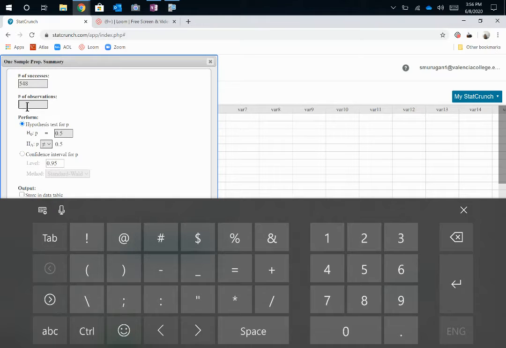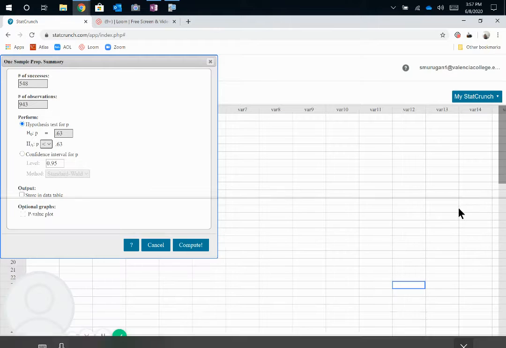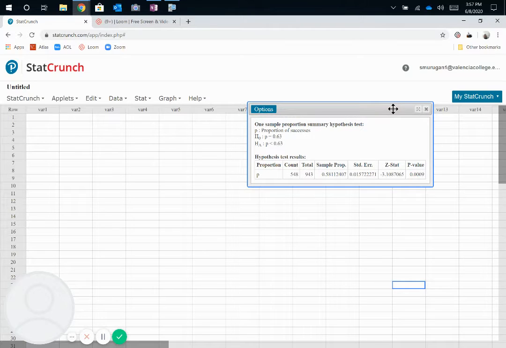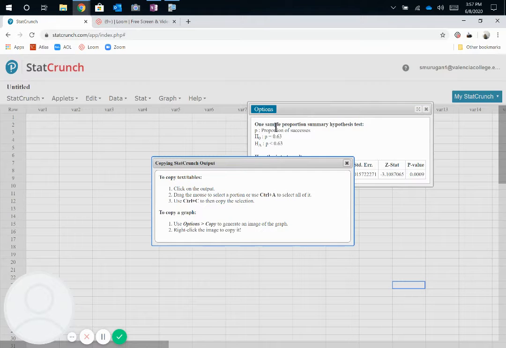In the next box, I'm going to type in 943. Then we know that the null hypothesis is 0.63, 63%, so 0.63. And we said that it's less than because we're looking to see if it declines. Okay, so again, number of successes, number of observations, null hypothesis, alternative hypothesis. Okay, compute. And we see this nice little table here that gives us what we want.